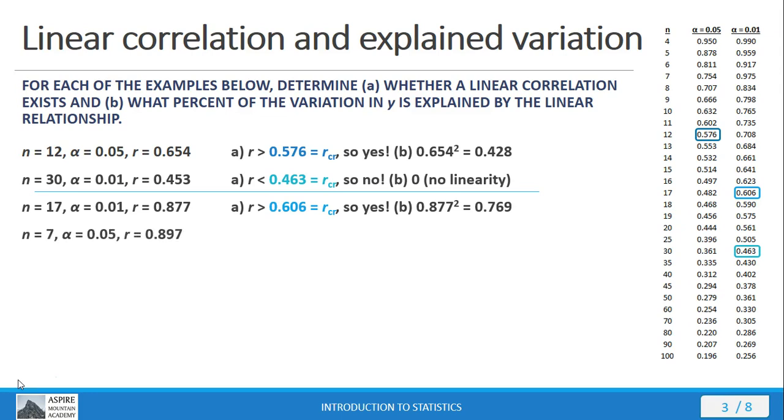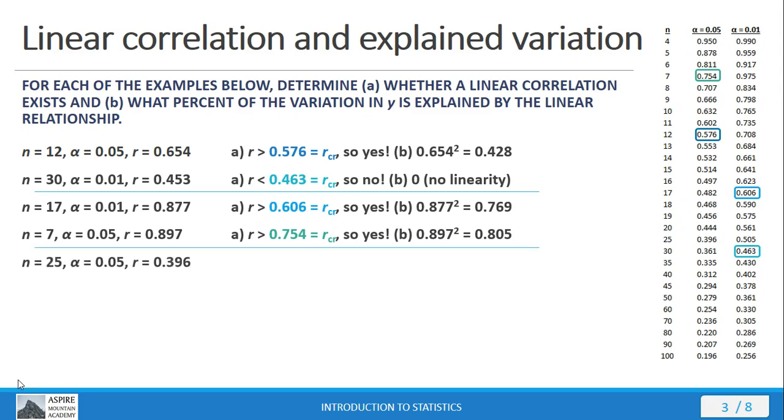Here's another one. Try this one on for size. Pause the video, test this out, see how you do, come back. Okay, so here you should find that yes, there is linear correlation, and the percent explained variation is going to be 0.805, so 80.5%.